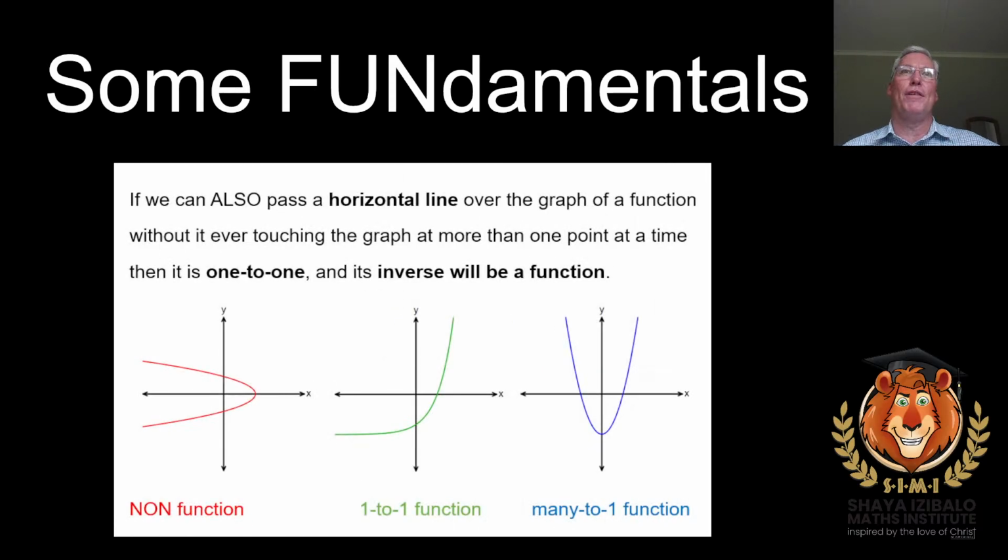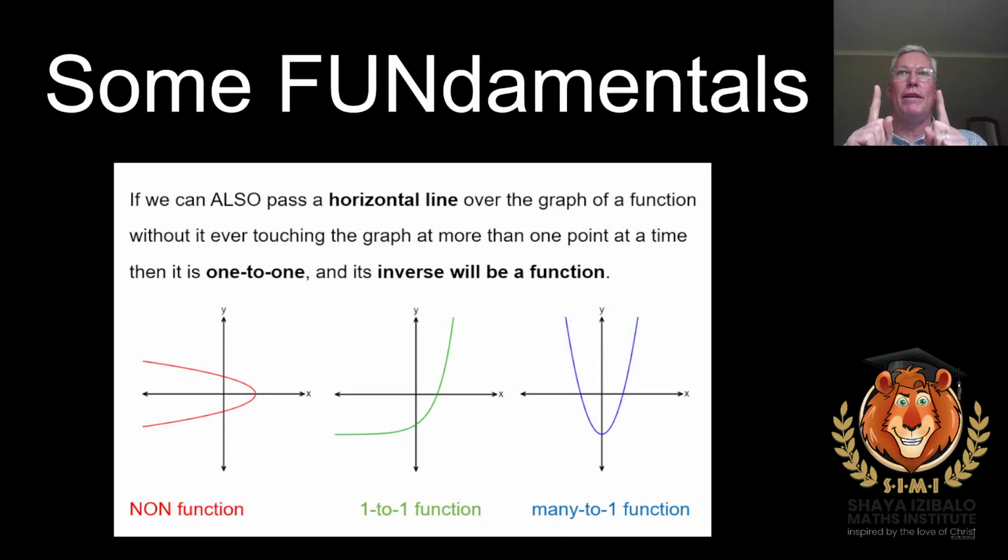Now you get different types of functions. The first one, the red one there, is a non-function, because we cannot pass a vertical line over the graph without it cutting the graph at more than one point. The green one is a function, as is the blue one, but they're interestingly different. The green one is what is called a one-to-one function. Every input produces only one output. That's a really important idea.